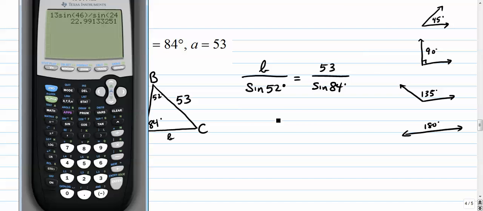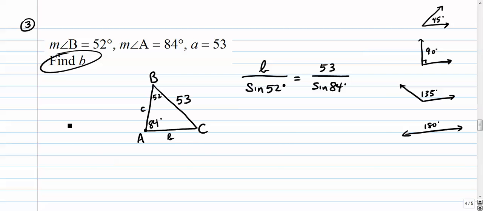So you go to your calculator. We're going to hit 53 sine 52. Close that parenthesis, divided by the sine of 84. So 41.995.